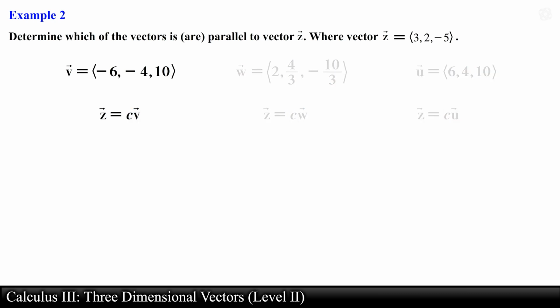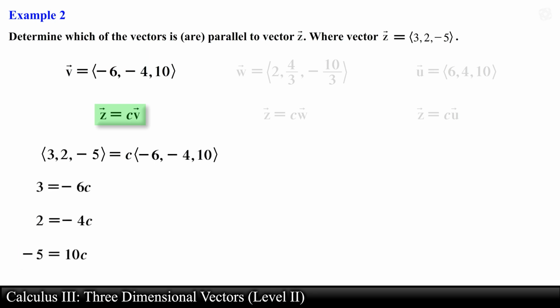For the first vector, we are essentially trying to show that vector z equals c times vector v. We can break apart the vector equation into its three components as follows. Then, we solve for the constant c.